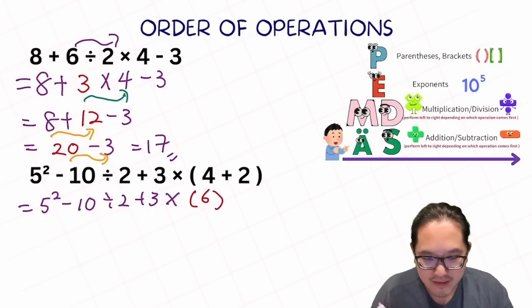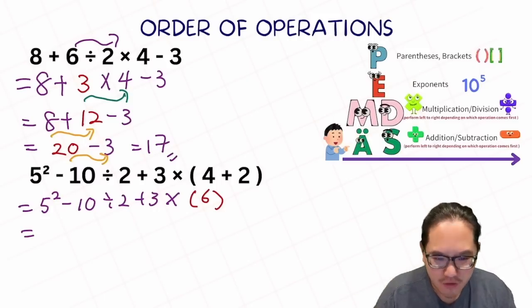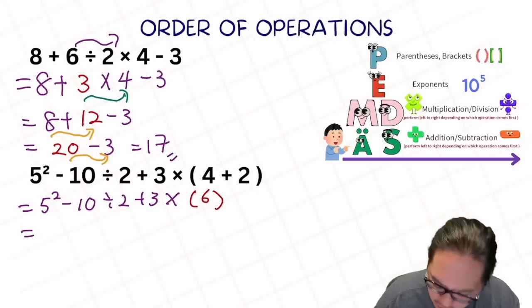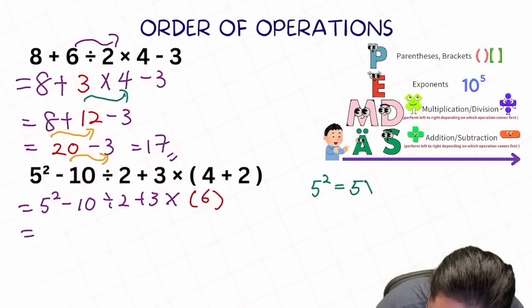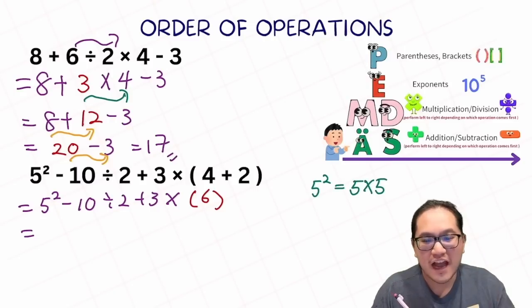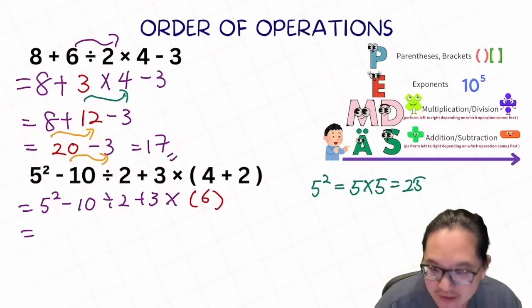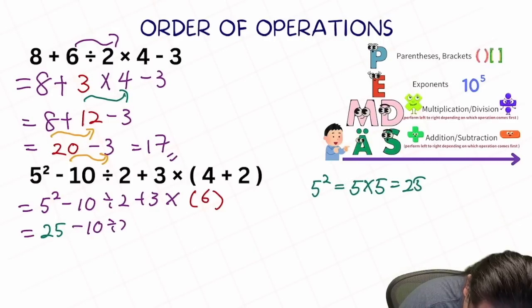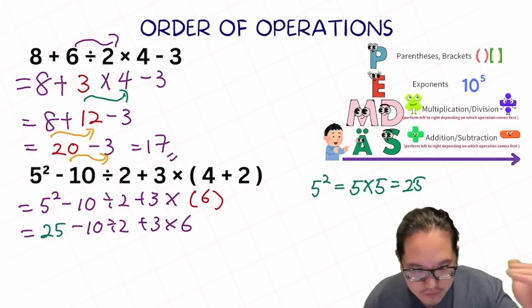So any more parentheses left? No, we don't, right? So next, we need to do the exponent, right? Do we have any exponent in this equation? Yes, we do. We have 5 squared, right? So what does 5 squared mean? 5 squared is equal to 5 times 5, because we take 5 times itself twice. So 5 times 5 will get 25. Now we have 25 minus 10 divided by 2 plus 3 times 6. All right. Do we have any more exponents left? We don't, right? So let's move on to the next step.